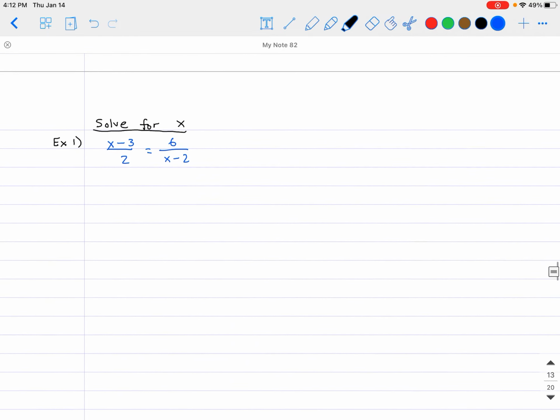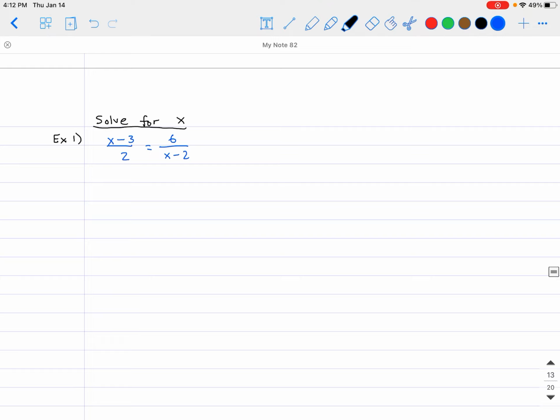Let's look at an example of a problem where you will have to use the quadratic formula. In this first example, you have (x minus 3) divided by 2 is equal to 6 divided by (x minus 2). This is what is known as a rational equation, because you have a fraction on both sides, and x is in the numerator and also in the denominator.